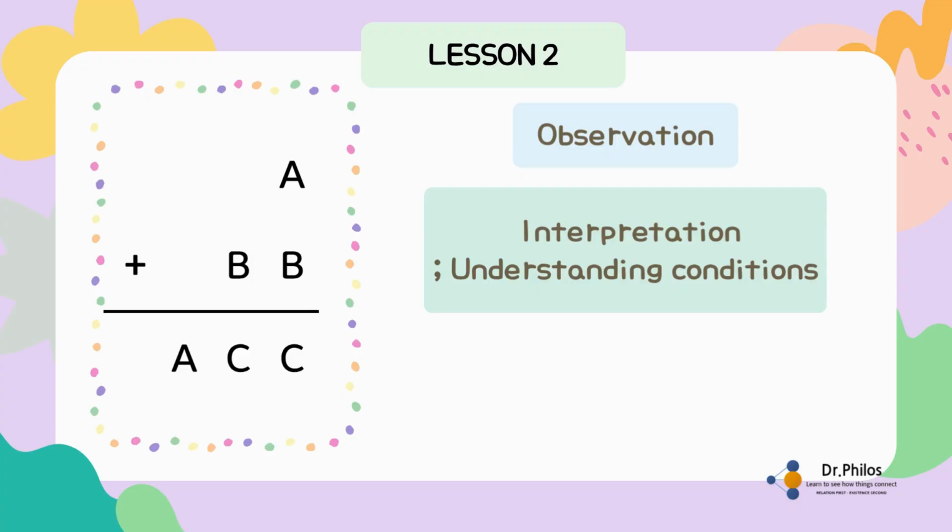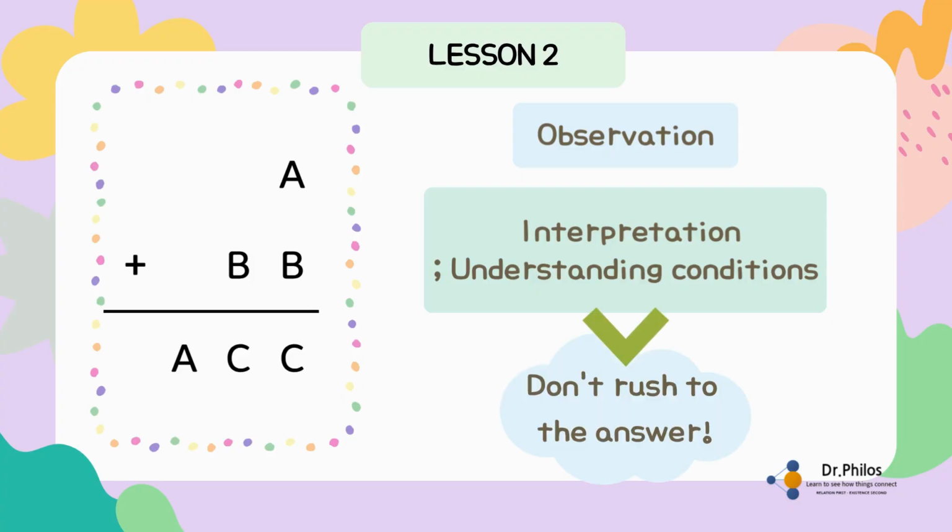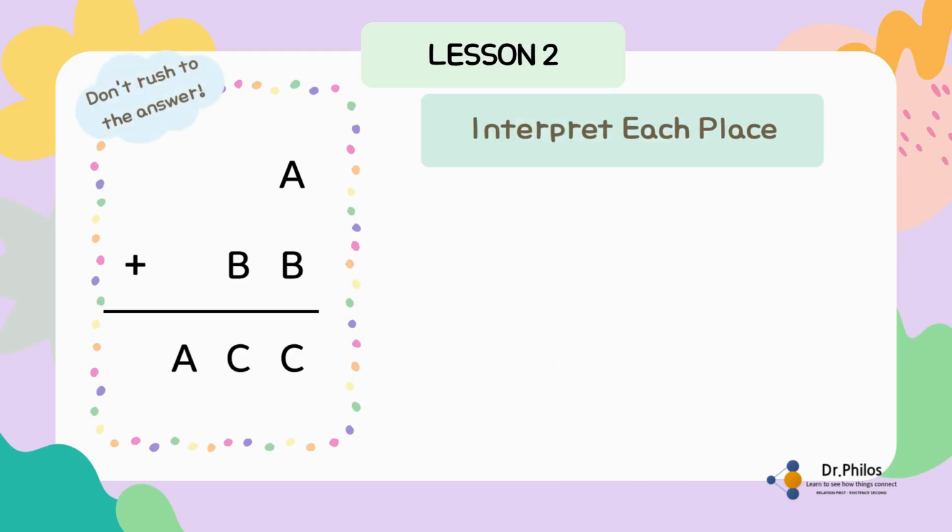This time, don't try to find the answer. Try to interpret the conditions of each place. Start from the hundreds place and tell me what the condition is saying. A in the hundreds place is 1. Make sure to explain your reason when you make a claim.